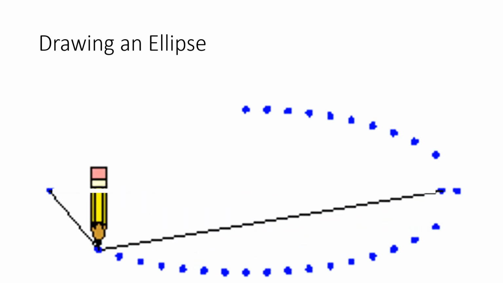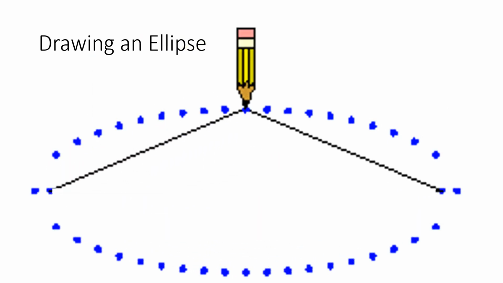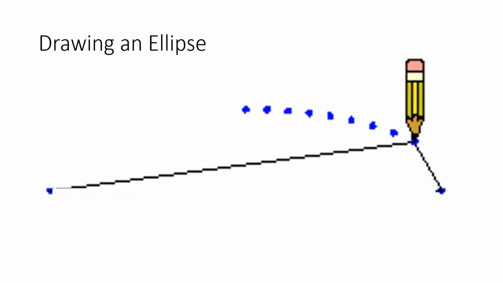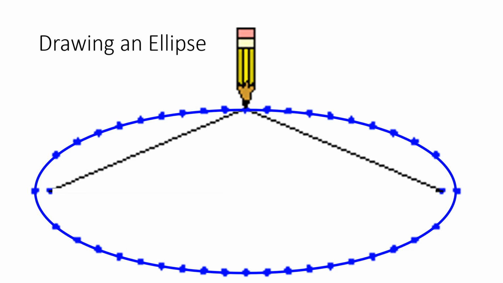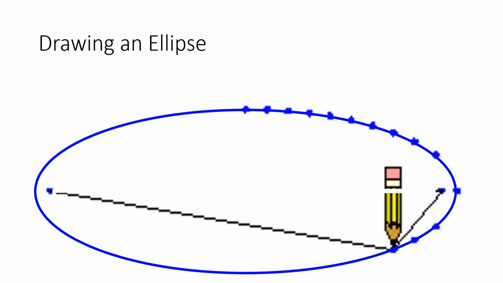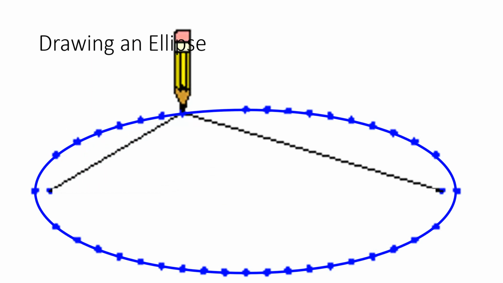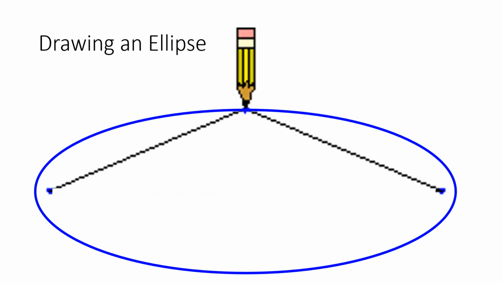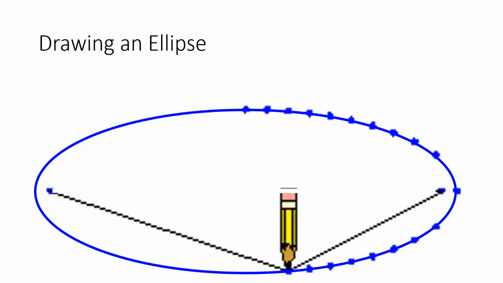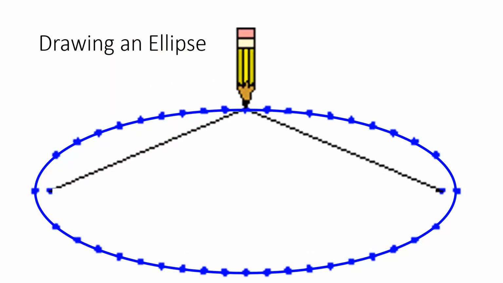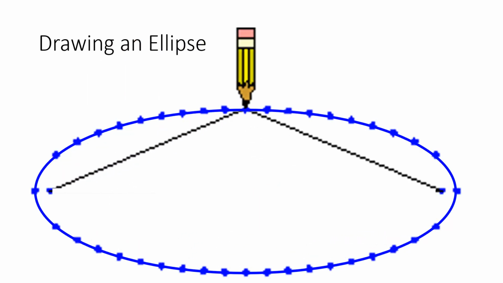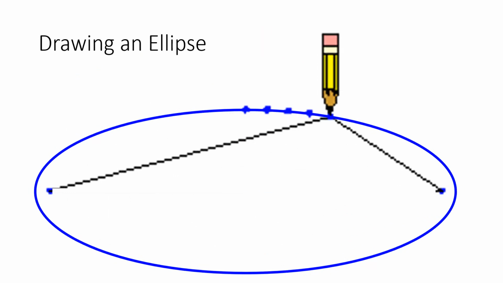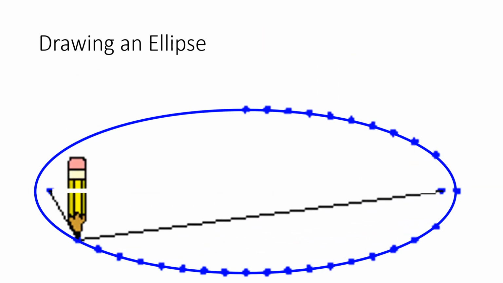And as you can see here, we have blue dots. Now, if we connect those blue dots, the closed figure being drawn is what we call an ellipse. As you can see here, as we moved the string around the 2 foci, the length of the string does not change. That's one property of an ellipse.